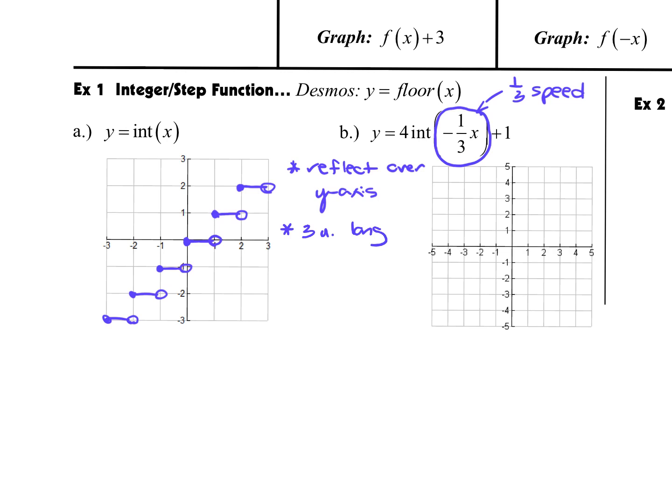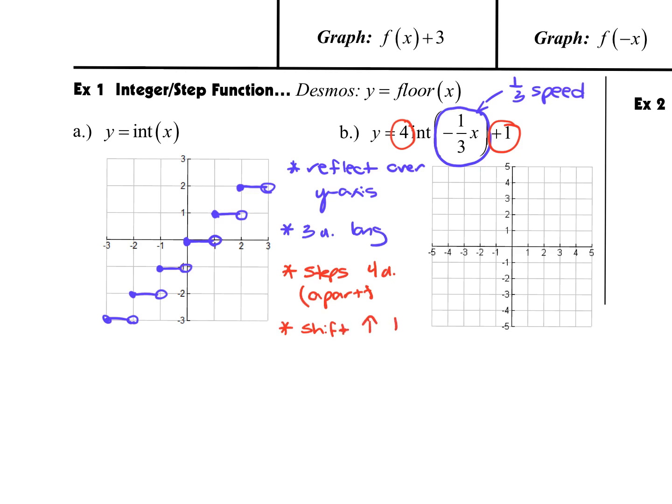Now we've also got some y transformations. We've got a 4 here and we have a 1 here. What we want to know is that the 4 is going to make the steps 4 units apart. That means vertically apart. Okay, so 4 units apart there. And then the +1 is going to shift them all up 1 unit.